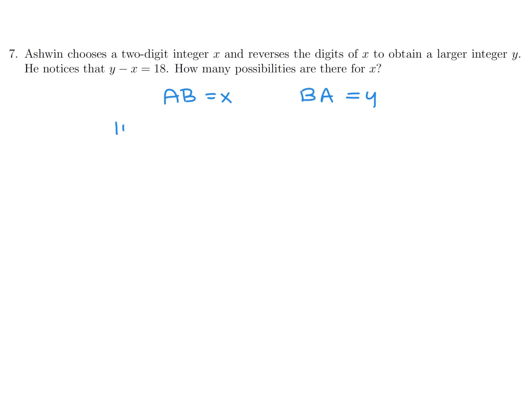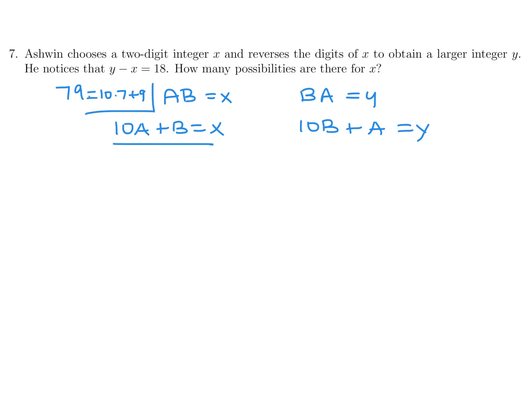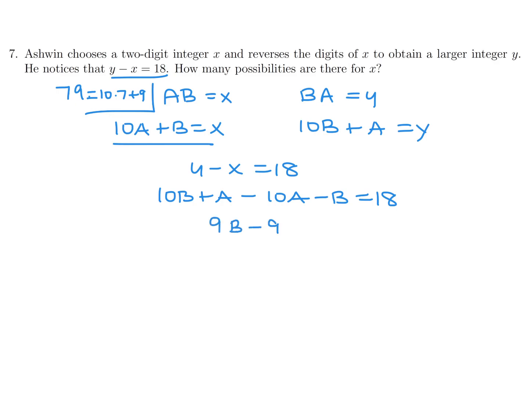Now, what this really is, is 10a plus b. And this is, of course, 10b plus a. Right? Because the number 79 is equal to 10 times 7 plus 9. Correct? That's why I have this format. And then they're saying that y minus x is 18. So that would be 10b plus a minus 10a minus b is 18. So that looks to me like 9b minus 9a is 18. Divide through by 9, and we get b minus a is 2.